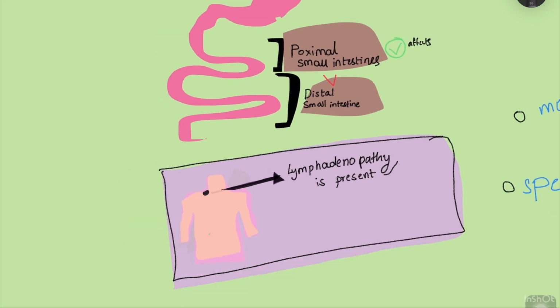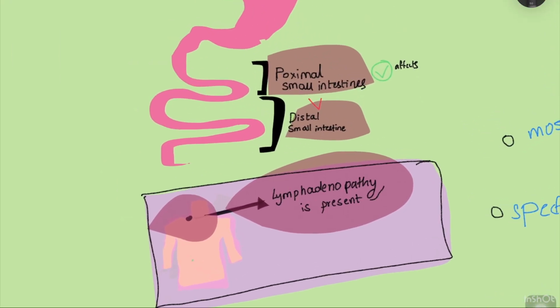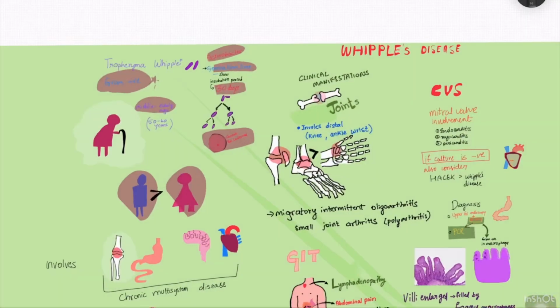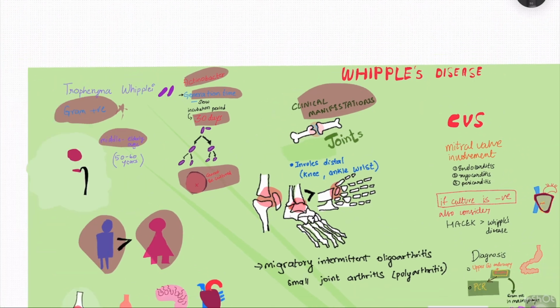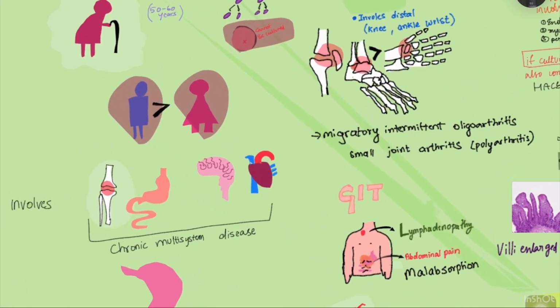You have to remember this point: lymphadenopathy is definitely present. Whereas in some diseases like tropical sprue and celiac disease, lymphadenopathy is not present. So you can rule out Whipple's disease by lymphadenopathy. Coming to clinical manifestations, as I said, it is a multi-system disease.